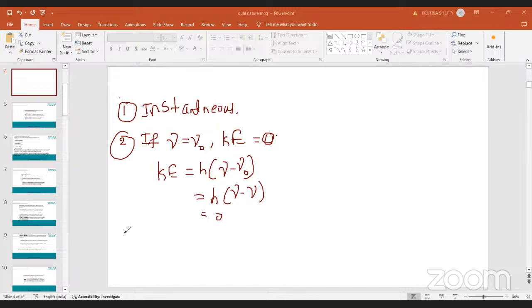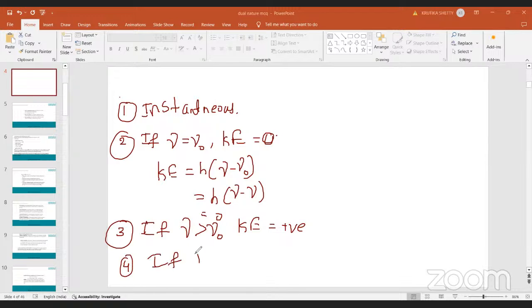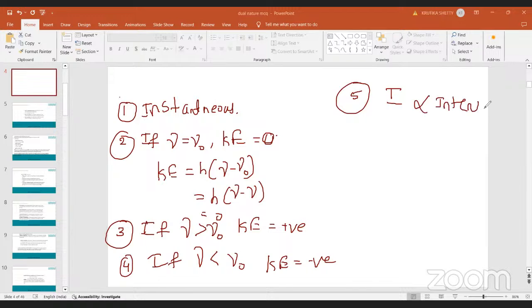So based on this, the next condition: if nu is greater than nu naught, in that case, the kinetic energy becomes what, students? Here it becomes positive. And the fourth case, the reverse: if nu is less than nu naught, then kinetic energy is negative. The fifth point is that the photoelectric current is directly proportional to the intensity of the incident radiation.